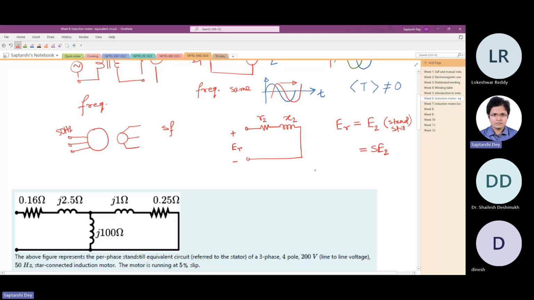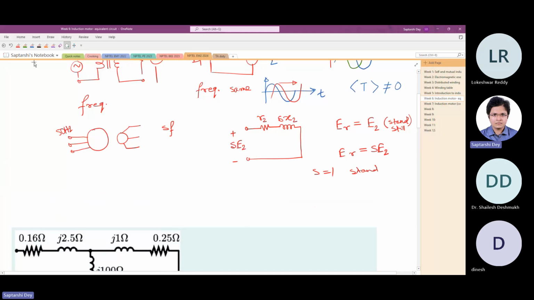At standstill condition, what happens? Slip is equal to 1, so we can just say ER is equal to E2. And since the circuit frequency is changing, X2 cannot be constant. L2 is constant, but X2 cannot be constant because that is omega L2 times frequency. One frequency term is there, so there should also be a slip term. So the rotor circuit is like this actually.